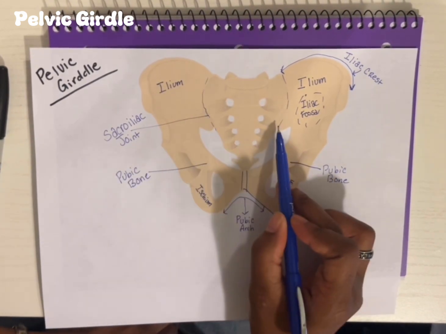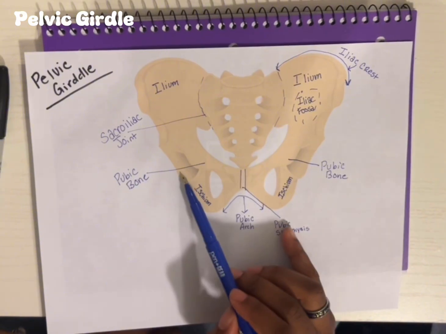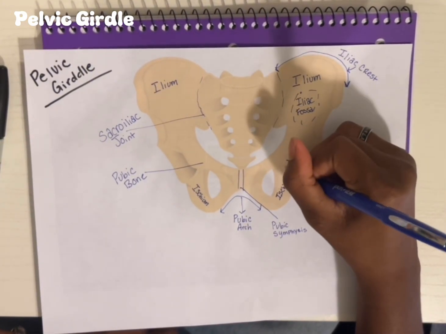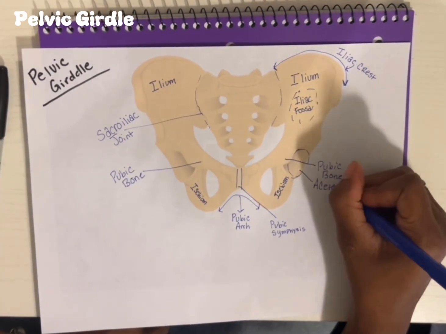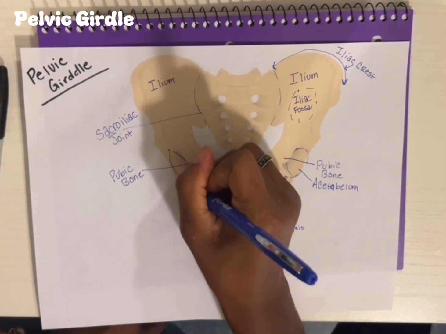Those are your sacroiliac joints. If we look on these lateral sides, we can see these holes, and there's two of them. These holes right here are not foramens because they're not actual holes; they're the acetabulum. And there's another one over here on this side.